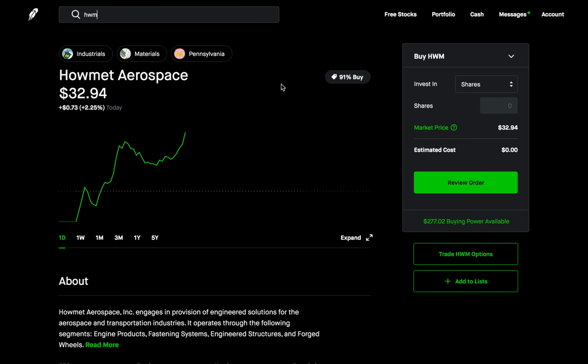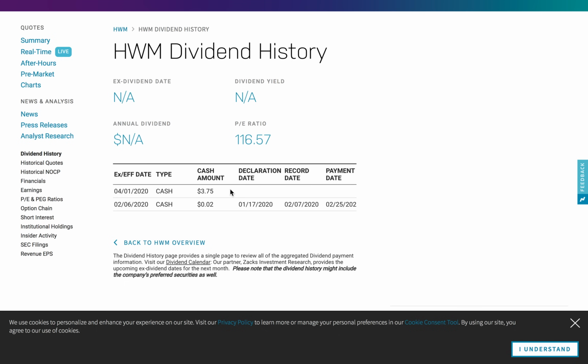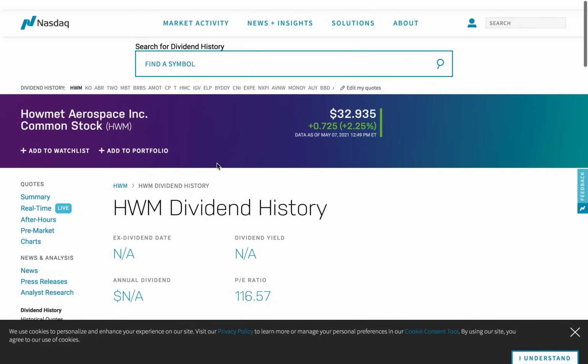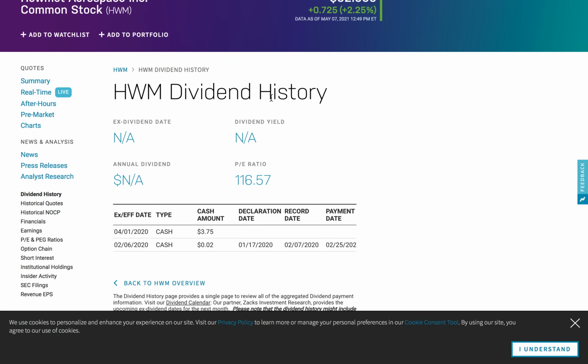Now, the first thing I would do when trying to set up this trade is first check if the stock has a dividend, and if it does, check the ex-dividend date. So if I go down here, I can see this does have a dividend right now. So what I like to use is Nasdaq.com. So I go over to Nasdaq.com and I search up HWM. I take a look at its dividend history and I can see the ex-dividend date.